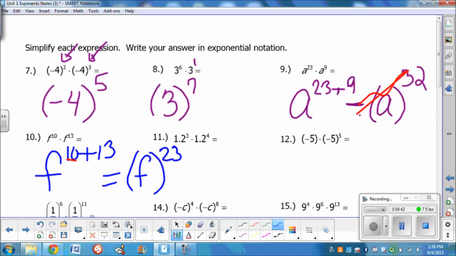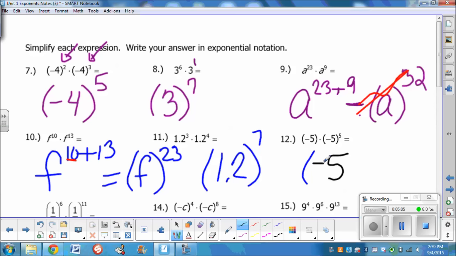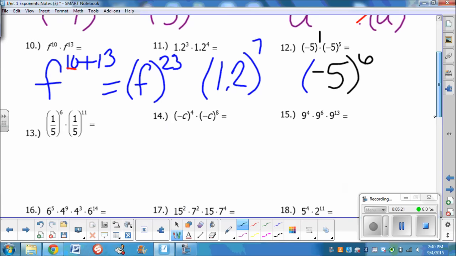Get the idea? All right, next one. 1.2. We have 3 of them, then we have 4 more of them. 7. Negative 5 is my base. Remember, that exponent with that negative 5 right there is to the first power. So we've got one of them, then we have 5 more of them. That gives us negative 5 to the 6th power.